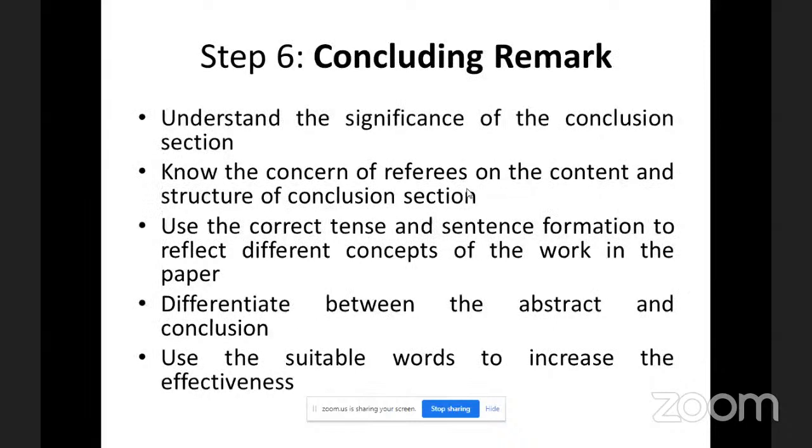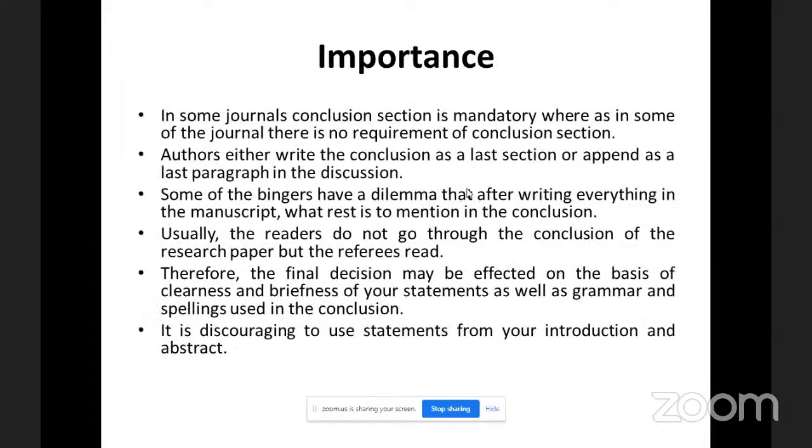So here also just understand the significance of the conclusion. Know the concerns of different referees and the content structure in the conclusion. Use correct tenses. Make the conclusion different from the abstract. This is an important thing, because so many times we provide the comment that people just copy paste the abstract into the conclusion, and that is not correct. The conclusion and the abstract are both different things. Use suitable things for the effectiveness of a particular conclusion.